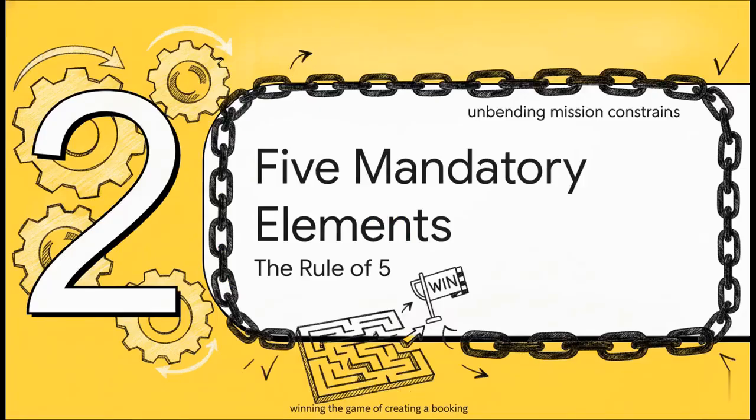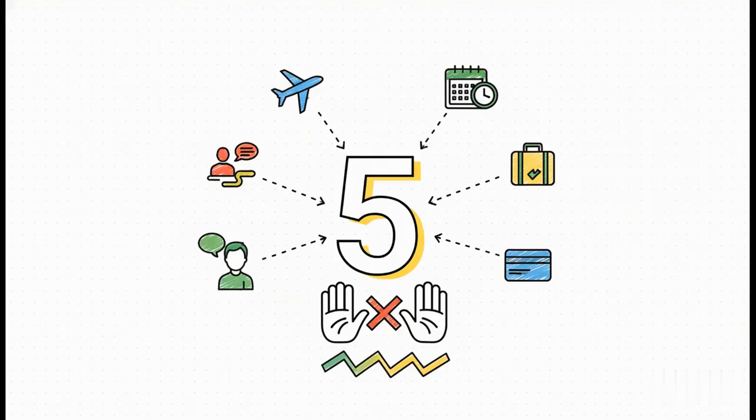Moving right along to Section 2, the 5 mandatory PNR elements, the rule of 5. Think of this part as our unbending mission constraints. If we actually want to win the game of creating a booking, we've got to satisfy the system's strict demands. And that demand comes down to the magic number 5. Amadeus has this unbreakable rule of 5.